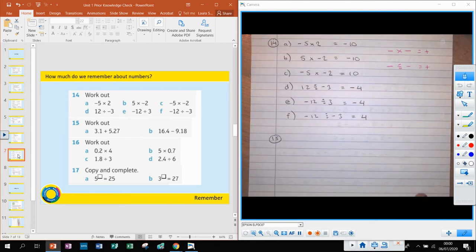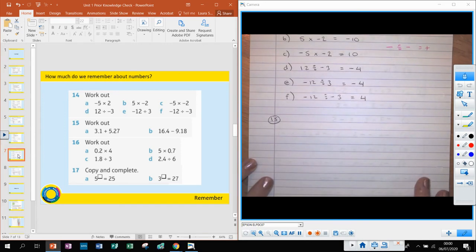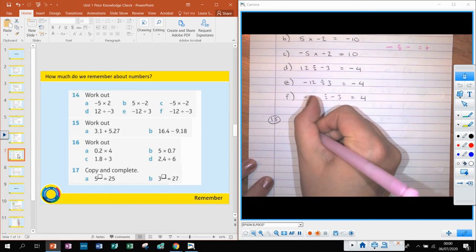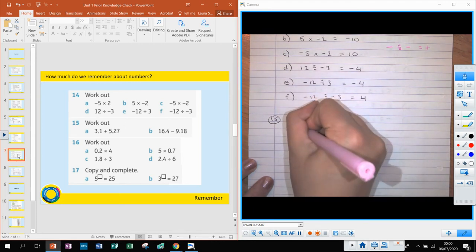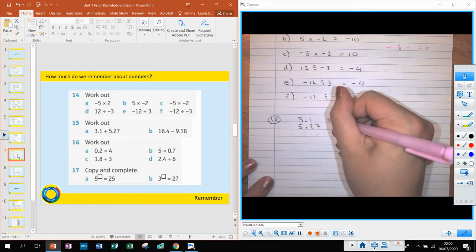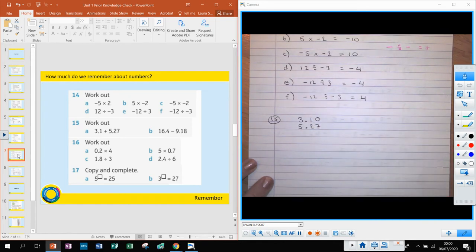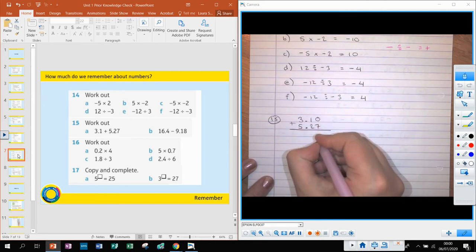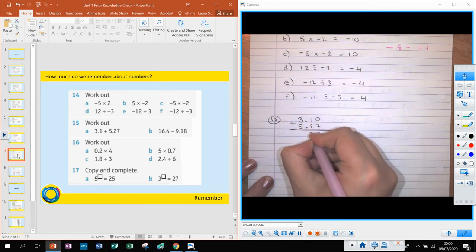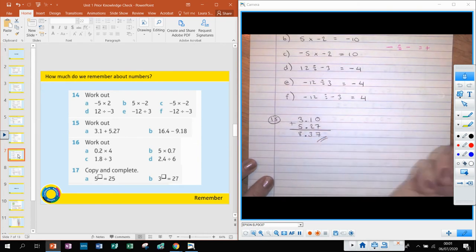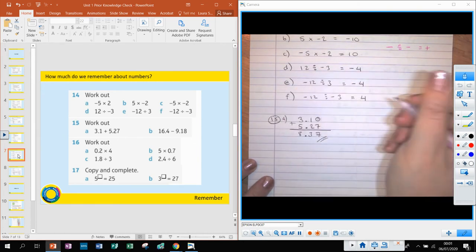Now this is adding and subtracting, but with decimals. We need to make sure we line up at the decimal. So I can write the 3.1, but when I write the next number, 5.27, I've lined up at the decimal. I'm going to put in a placeholder there so that it's very clear, and then I can add. 0 plus 7 is 7. 1 plus 2 is 3. Don't forget your decimal. 3 plus 5 is 8. Done. Okay, so that's part A.